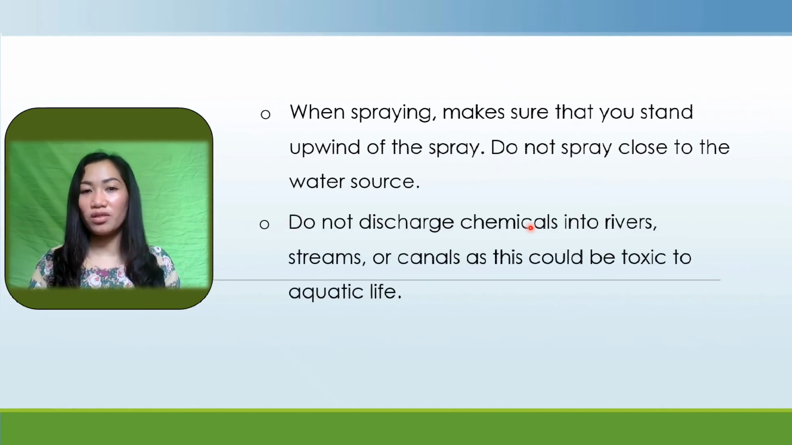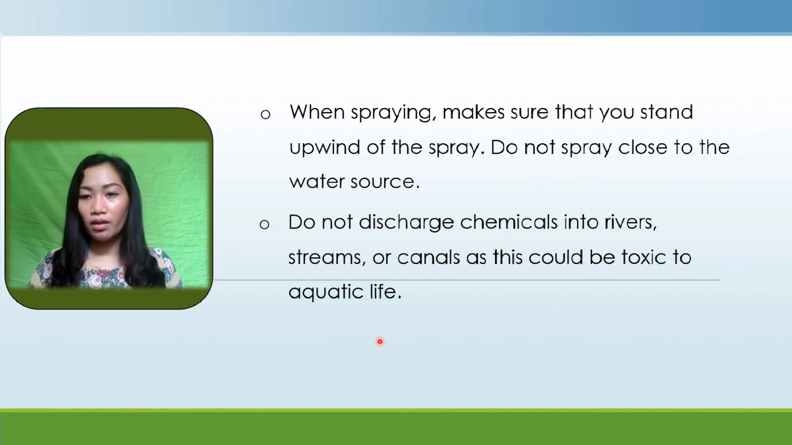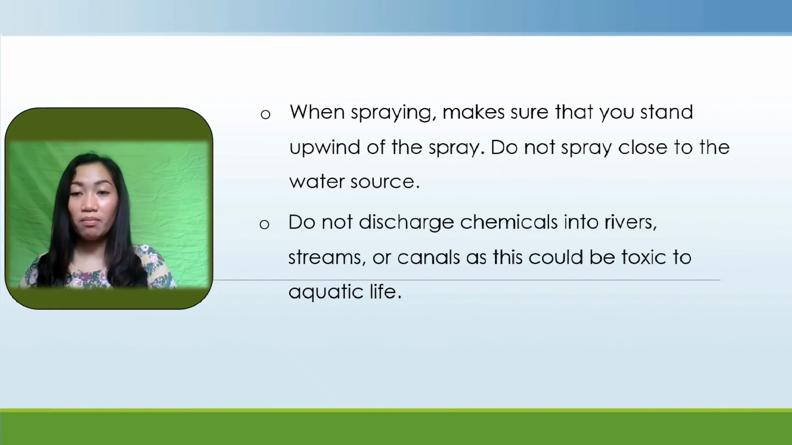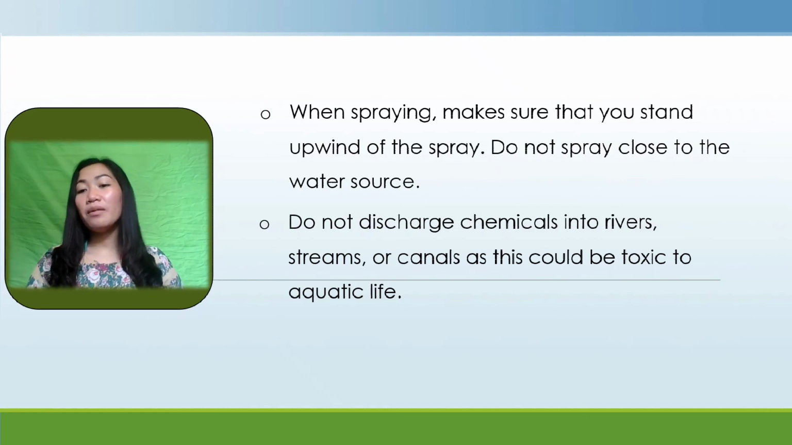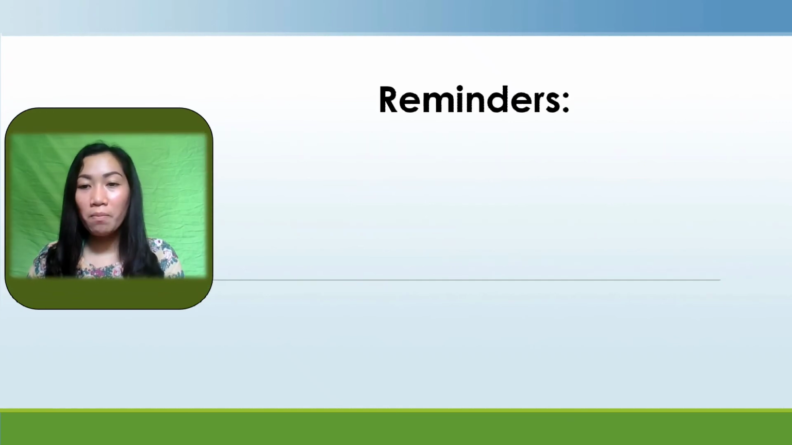for the drinking source. Okay, do not discharge chemicals into rivers, streams, or canals, as this could be toxic to the aquatic life. Be sure that the discharge of these chemicals, you put it in the proper garbage bin, because it's very toxic to the fish and for those animals that live in that specific water. This would be the reminders for me, for you, and for everyone.